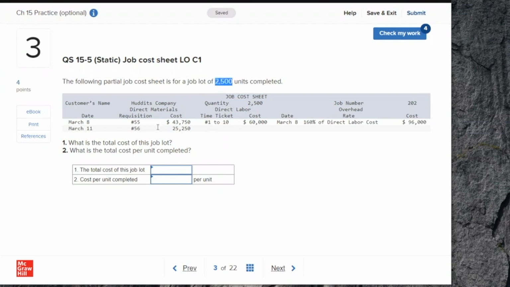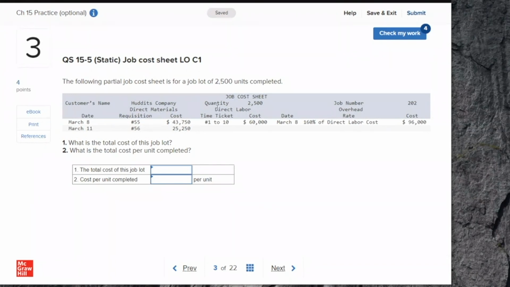I don't know what it is. Customer's name is Huddett's Company, and that's the dates. Direct materials, we actually requisitioned. Now, requisition is a fancy word that's used in business a lot. It means we just request these from the direct materials warehouse, and it was put into work in process. So this came out of direct materials into work in process. Direct materials, right? Not indirect, because indirect materials would go into overhead. So we know this was put into work in process.